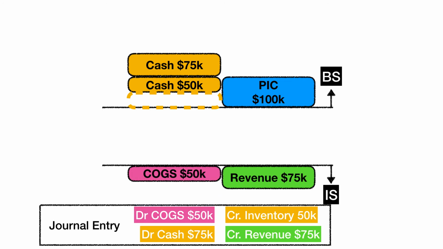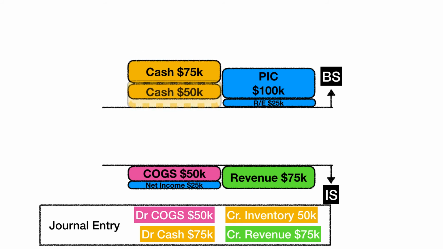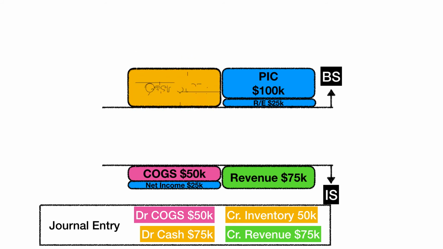Obviously, companies always sell their inventory above their cost, otherwise it loses money. As a result, its net income is $25,000 for the transaction. As we have seen in the past videos, the same amount of retained earnings increase, linking the income statement and balance sheet. At the end of the transactions, the company made $25,000 income, and the balance sheet looks like this.